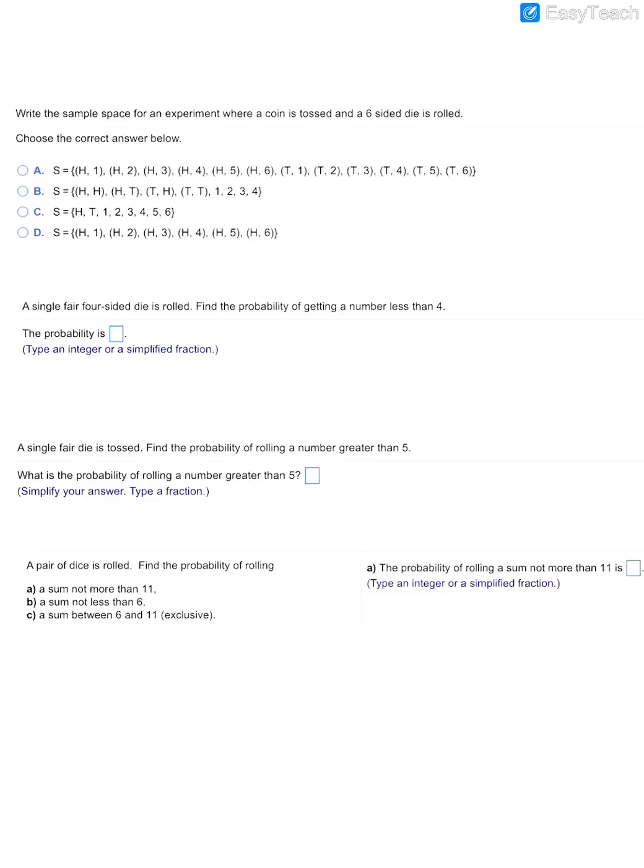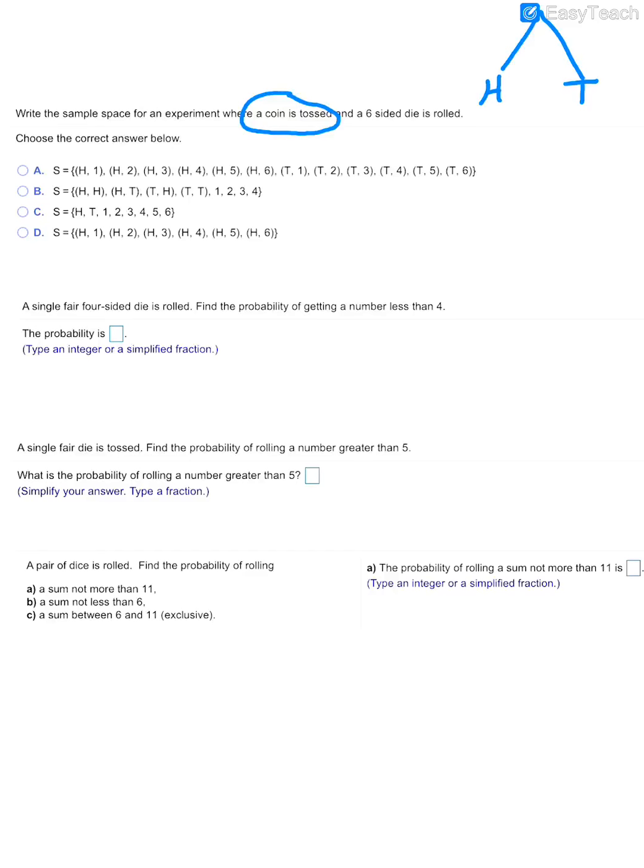Now, there are some tools that you can use to help you, especially if the experiments get more complicated. So let me just take this basic problem and show you something called a tree diagram. So the first part of the experiment involves you tossing a coin. And what we would say is that the coin can either land head side up or tail side up. So we would start a tree diagram with two branches.